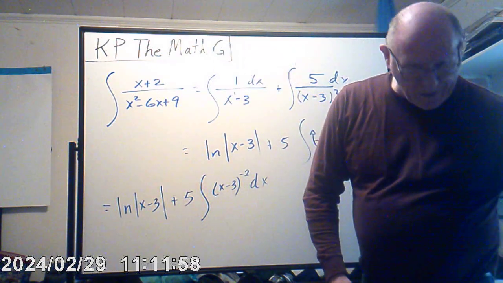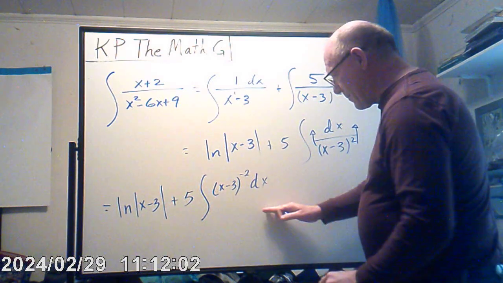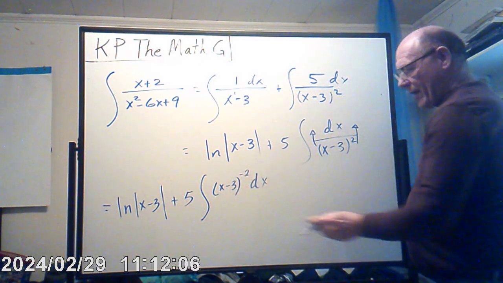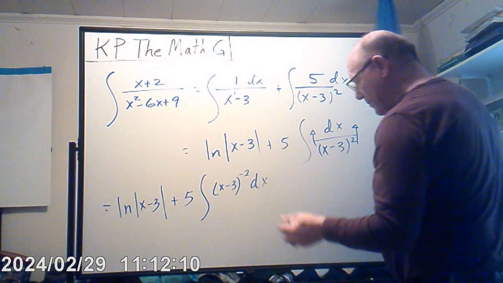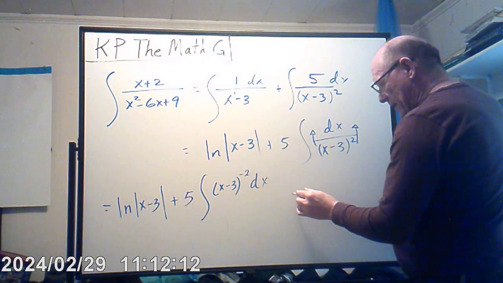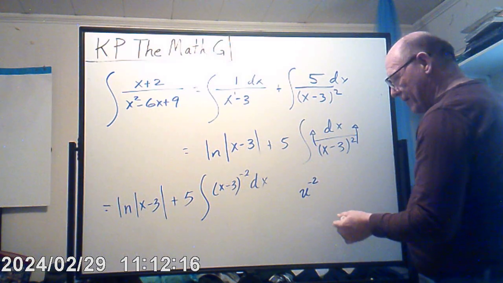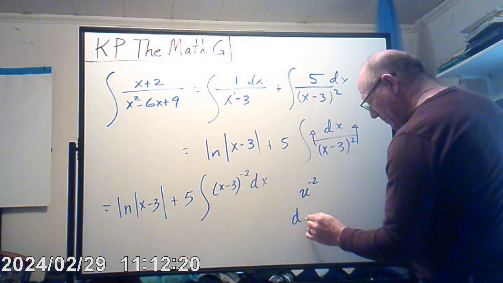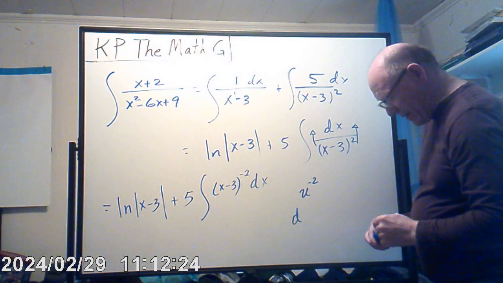I hope you can hear what's going on here. So we have this right here, and again, you don't have to let u be that, but we do have this. This is u to the negative 2, and then of course du, well, I'm sorry.